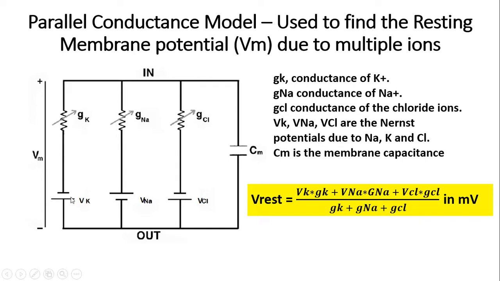It shows that this potential is negative, this also negative, and Vna is positive. We are keeping in mind that the inside is assumed to be negative with respect to the outside. So that's the difference. So normally in the case of rest condition, as you know, the potential is negative inside with respect to outside. Gk, Gna, and Gcl indicate the conductances.